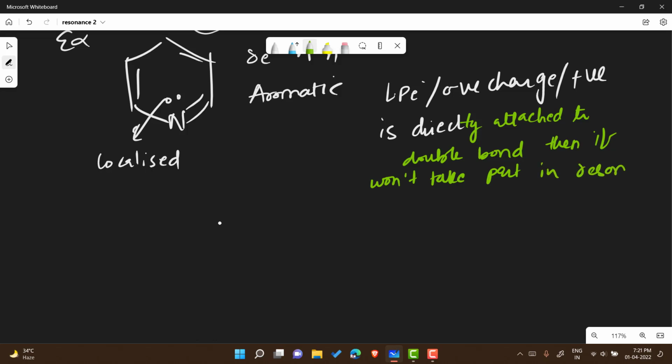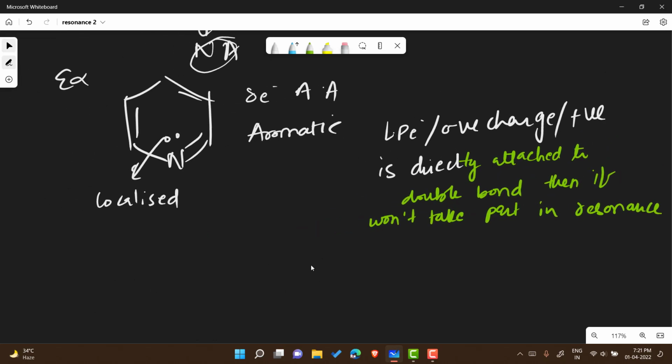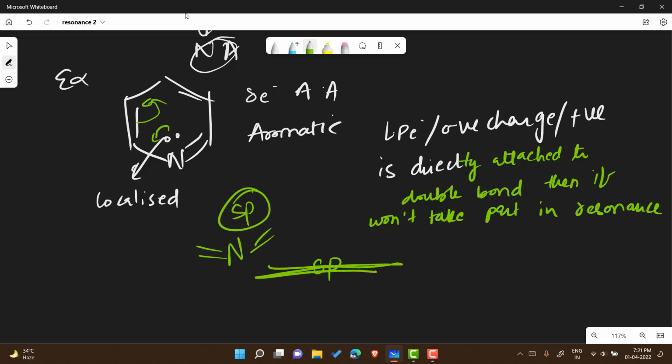Well, let's figure that out. It won't take part in resonance, as you can see. If we create a resonating structure with this, what will happen is nitrogen will have a double bond on both sides, right? And it will be sp hybridized. Sp hybridized tends to be in a straight line, not in a circular way.